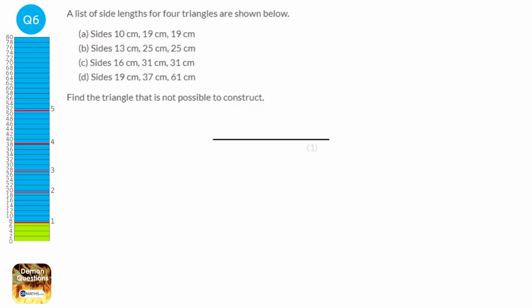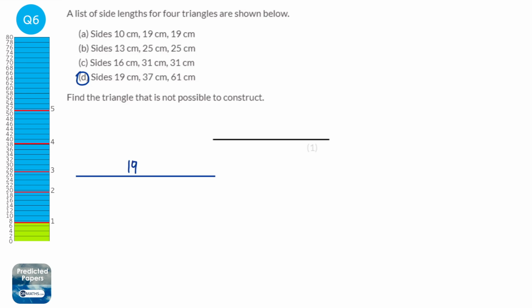For each of these options, try and construct in your head the triangles that would be made from these lengths. And I'm going to give an example for option D. I'm going to construct my triangle just with sticks. So we're going to start off with our first stick, which is 19 centimeters.